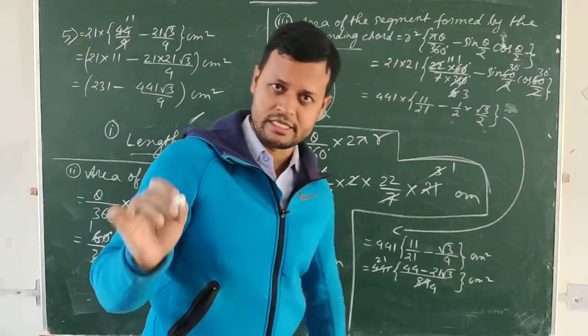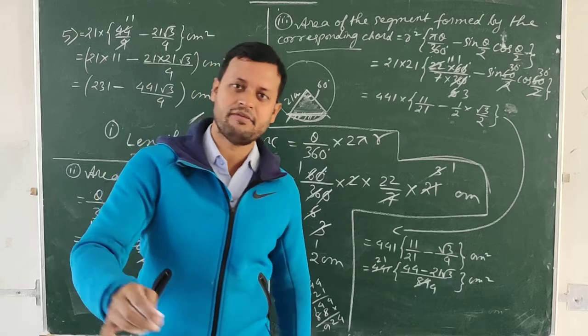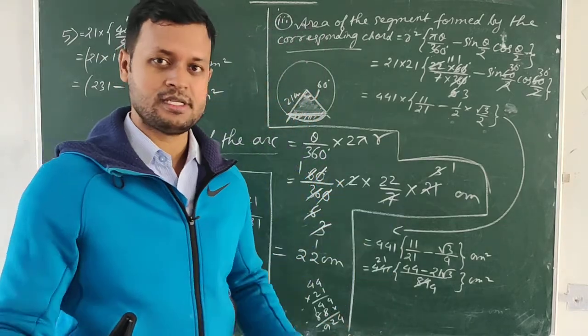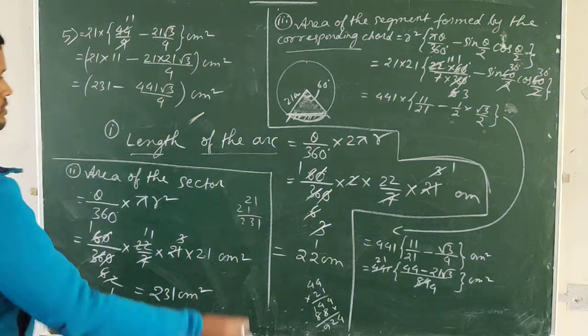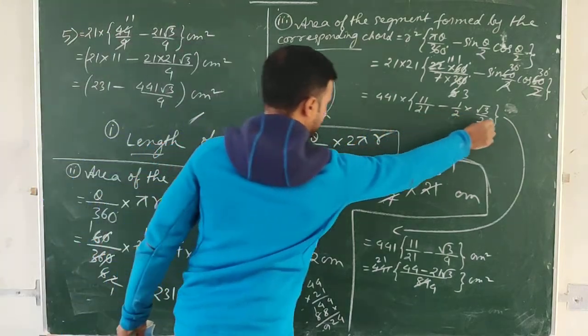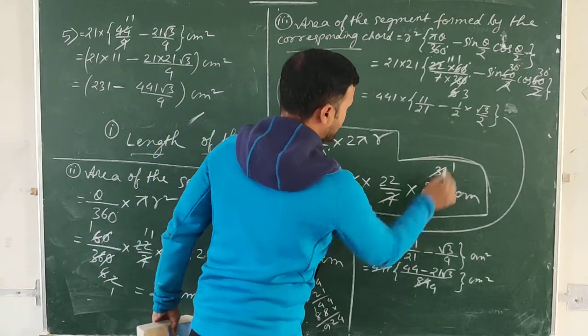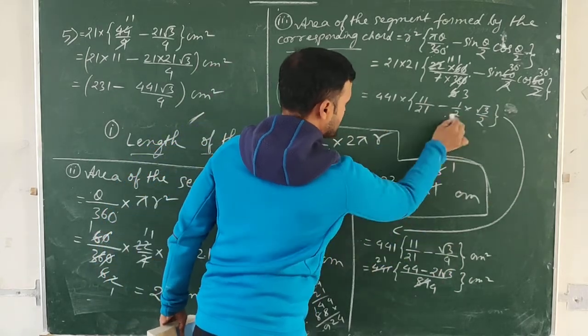Sometimes in this kind of question in exam, we will find that the value of root over 3 is given. Whenever the value of root over 3 is given, just put it there. Otherwise, keep it as it is. Okay. So then from here we are moving here. So 441 is there. 11 by 21, and 1 into root 3 will be root 3. 2 into 2 will be 4.